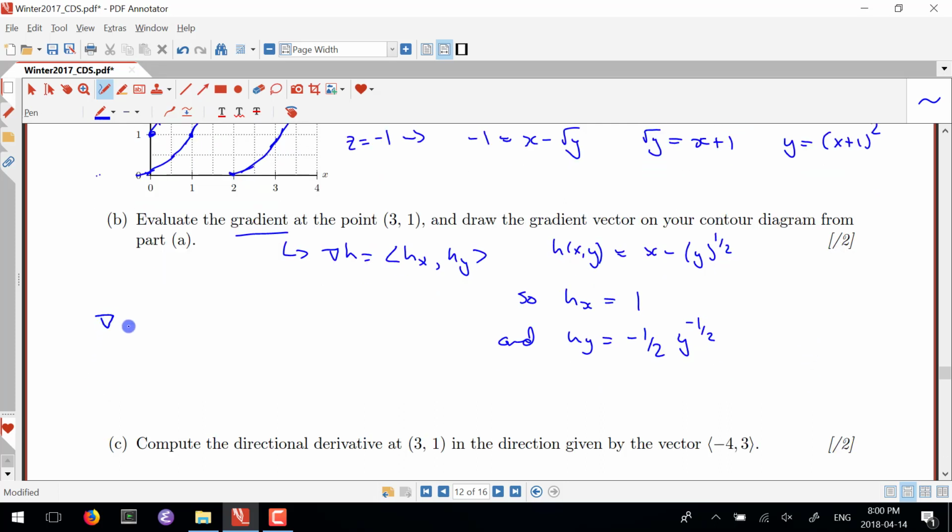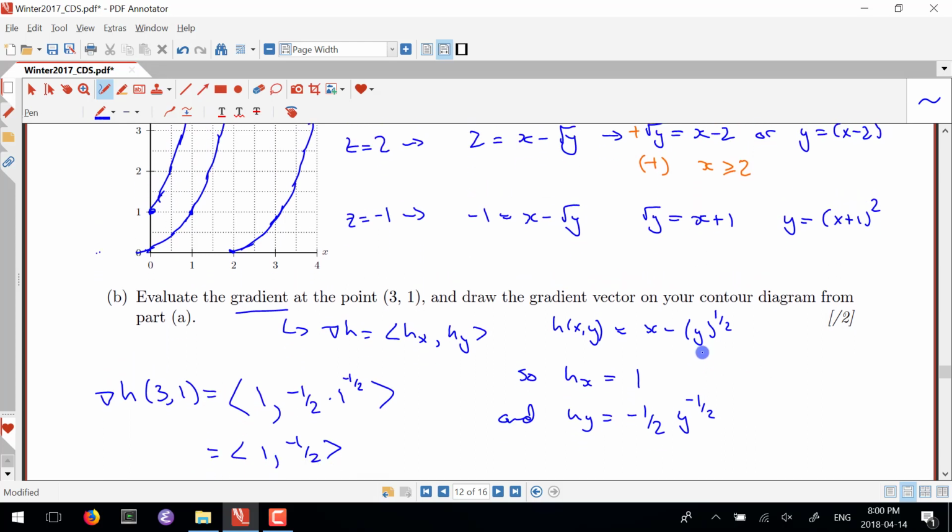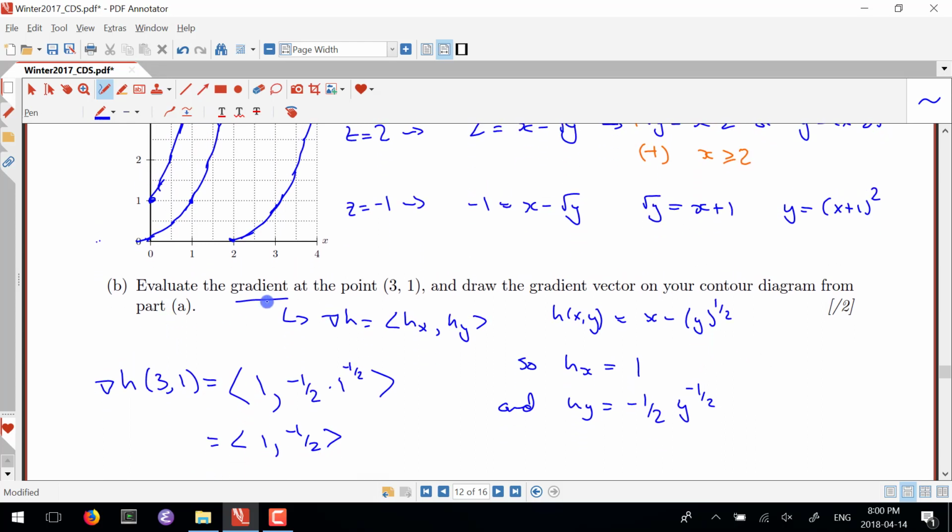That means that our gradient of h at the point 3, 1 is going to be equal to a package of the x derivative, and that's 1 no matter where, and then -1/2, and the y coordinate is 1, so we'll have times 1 to the -1/2. Fortunately, that's just 1. So 1, negative 1/2.